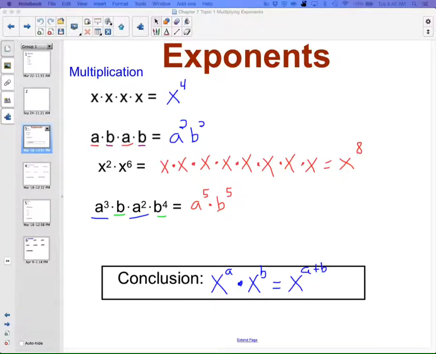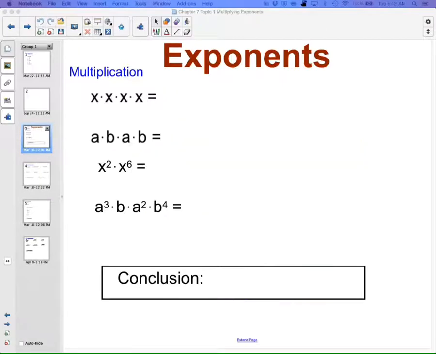In other words, as long as the base is the same, so the base in this case is the x's, then we simply multiply powers together by adding the exponents. Kind of like what we did here with the a^3, a^2, and the b^1, b^4. Okay, so let's take a look at some examples on the next slide, and then I'll have you guys try some out on your own.